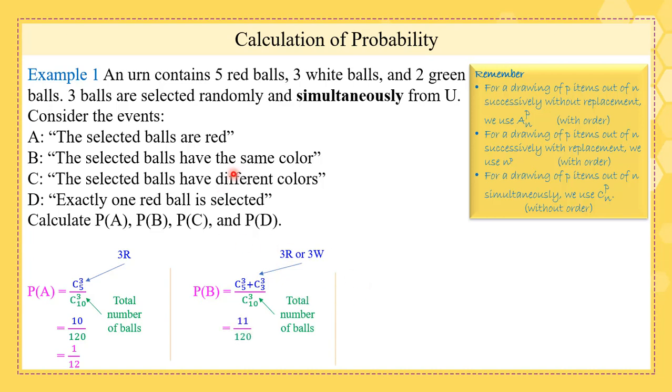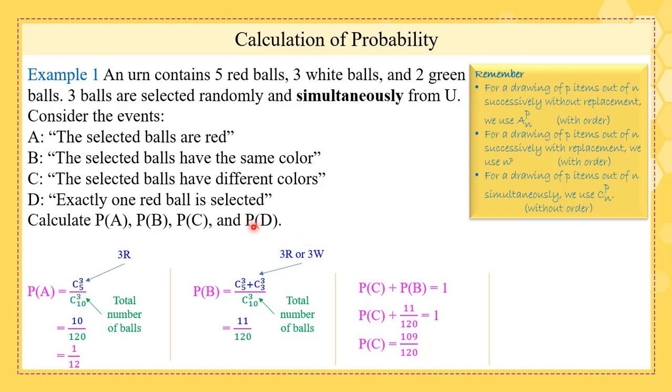Now for P of C, the selected balls should have different colors. So we need to pay attention here because different colors and same color are opposite events. So the sum of their probabilities would be 1. So P of C plus P of B is 1, meaning that P of C is 109 over 120.